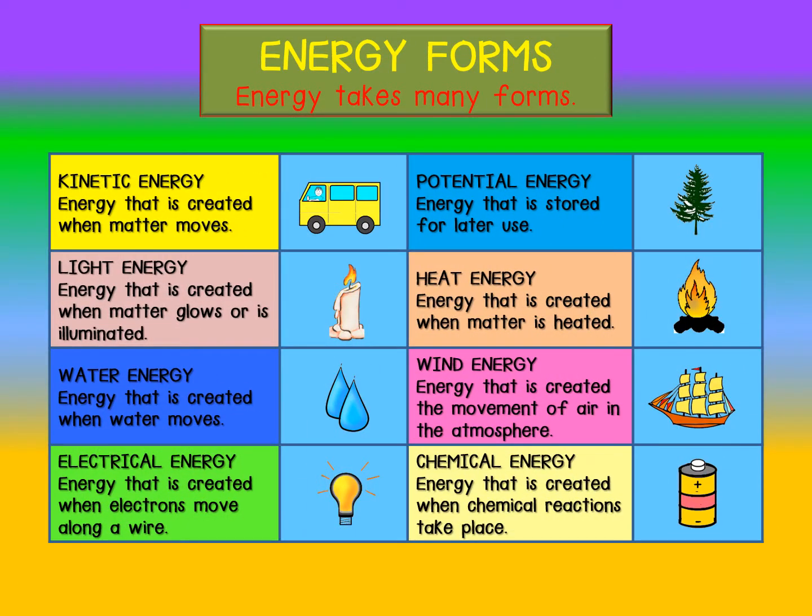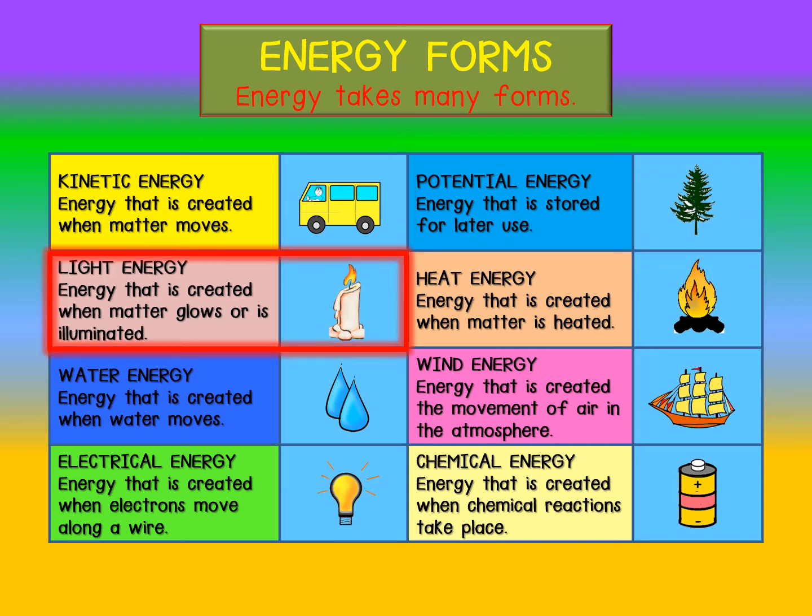Energy takes many forms. A form of energy is a kind of energy. Here are examples of some forms of energy. Kinetic energy is energy that is created when matter moves. A taxi uses kinetic energy when it moves. Potential energy is energy that is stored for later use. The energy in a plant is stored energy that may be used as food for animals.